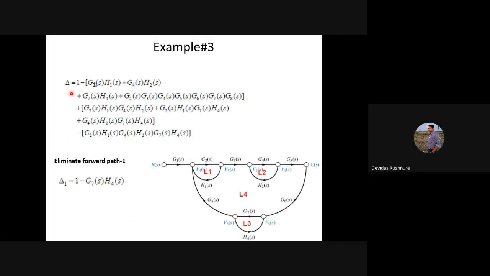formula for delta. So 1 minus the first individual loops plus 2 non-touching loops minus 3 non-touching loops, right? And now we have to calculate delta 1. So delta 1 is what? 1 minus the loops which are not touching the first forward path. So we have only one forward path. So this loop is non-touching. So it is G7 H4 that is going to be subtracted. Fine. So we have to put in the formula.